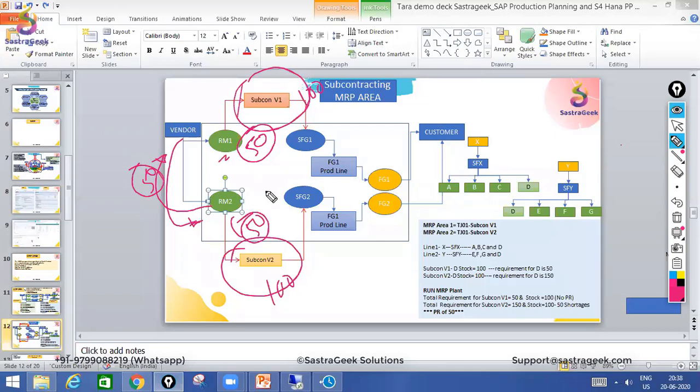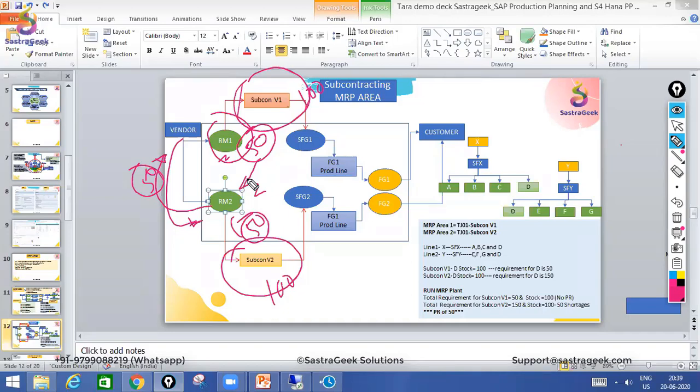Okay. We discussed plant MRP area, we discussed storage location MRP area. If you haven't created the RM1 storage MRP area and the RM2 MRP area, in that case system will say, okay, send this 50 material to here and from here to here. If you haven't created a storage location MRP area, in that case system will consider the stock available at RM1. Got it? That's why these three MRP areas are always interlinked.